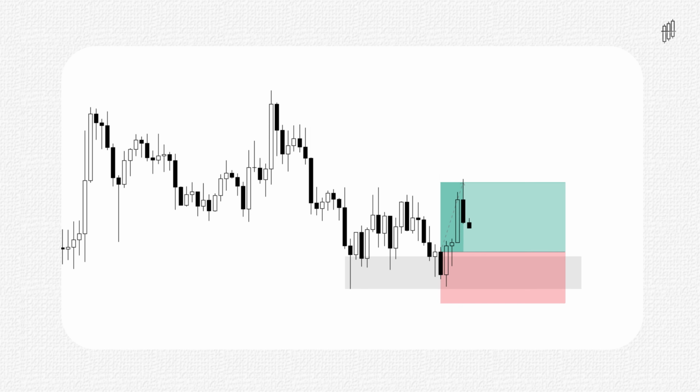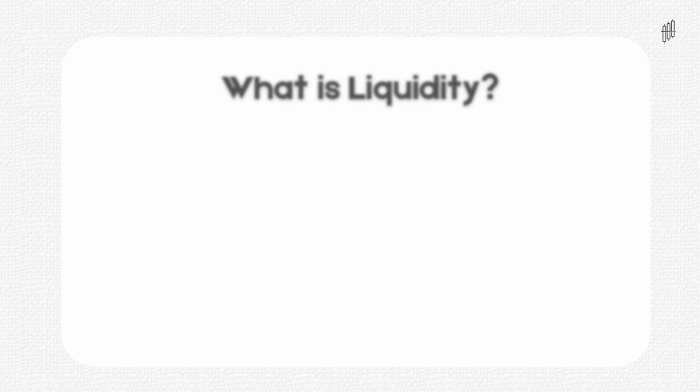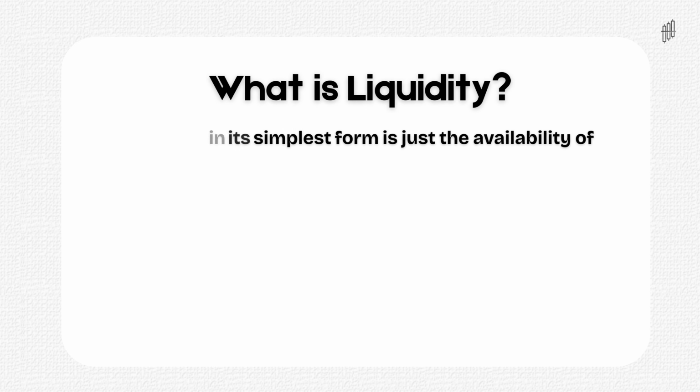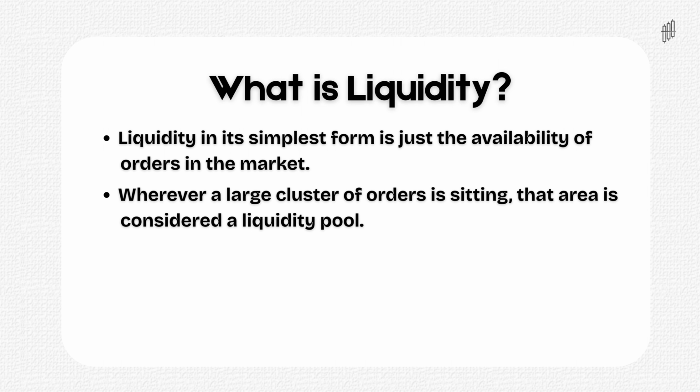First, let's take a look at these setups. This setup, and even this setup. All of them are based on one core concept: liquidity. So let's first understand what is liquidity. Liquidity, in its simplest form, is just the availability of orders in the market. Wherever a large cluster of orders is sitting, that area is considered a liquidity pool.